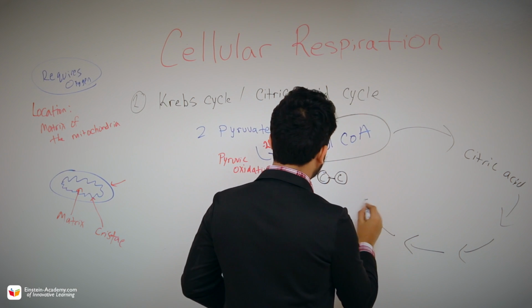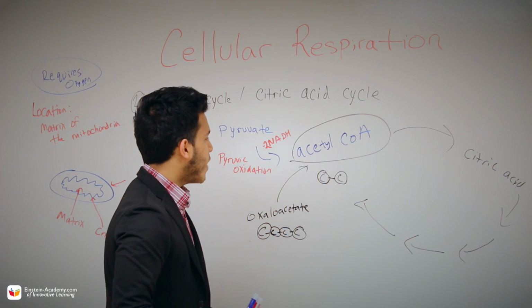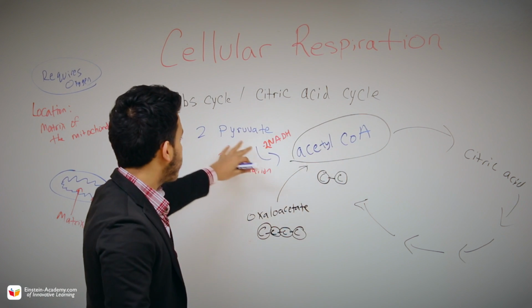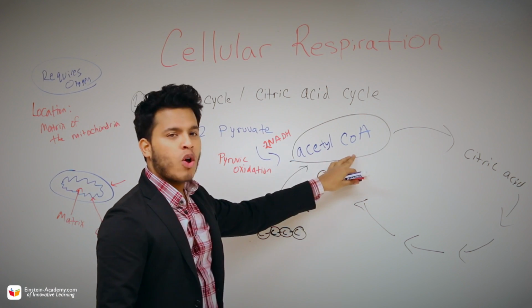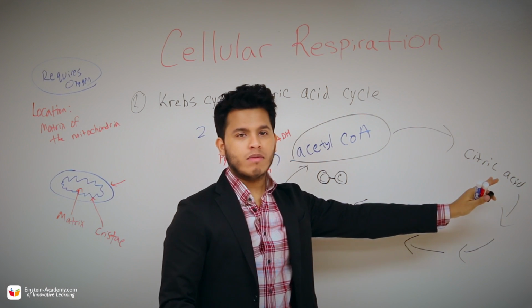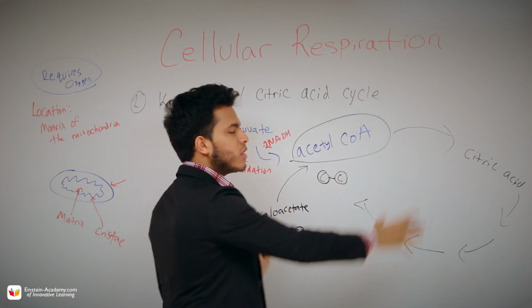Luckily for you, you don't actually have to memorize any of the other intermediate compounds. You just have to understand, hey, acetyl-CoA, where do we get this? Well, we got this from pyruvic oxidation. After glycolysis, we have this acetyl-CoA. It binds with oxaloacetate to form citric acid. And then some intermediate compounds come, and once again, the same process occurs.